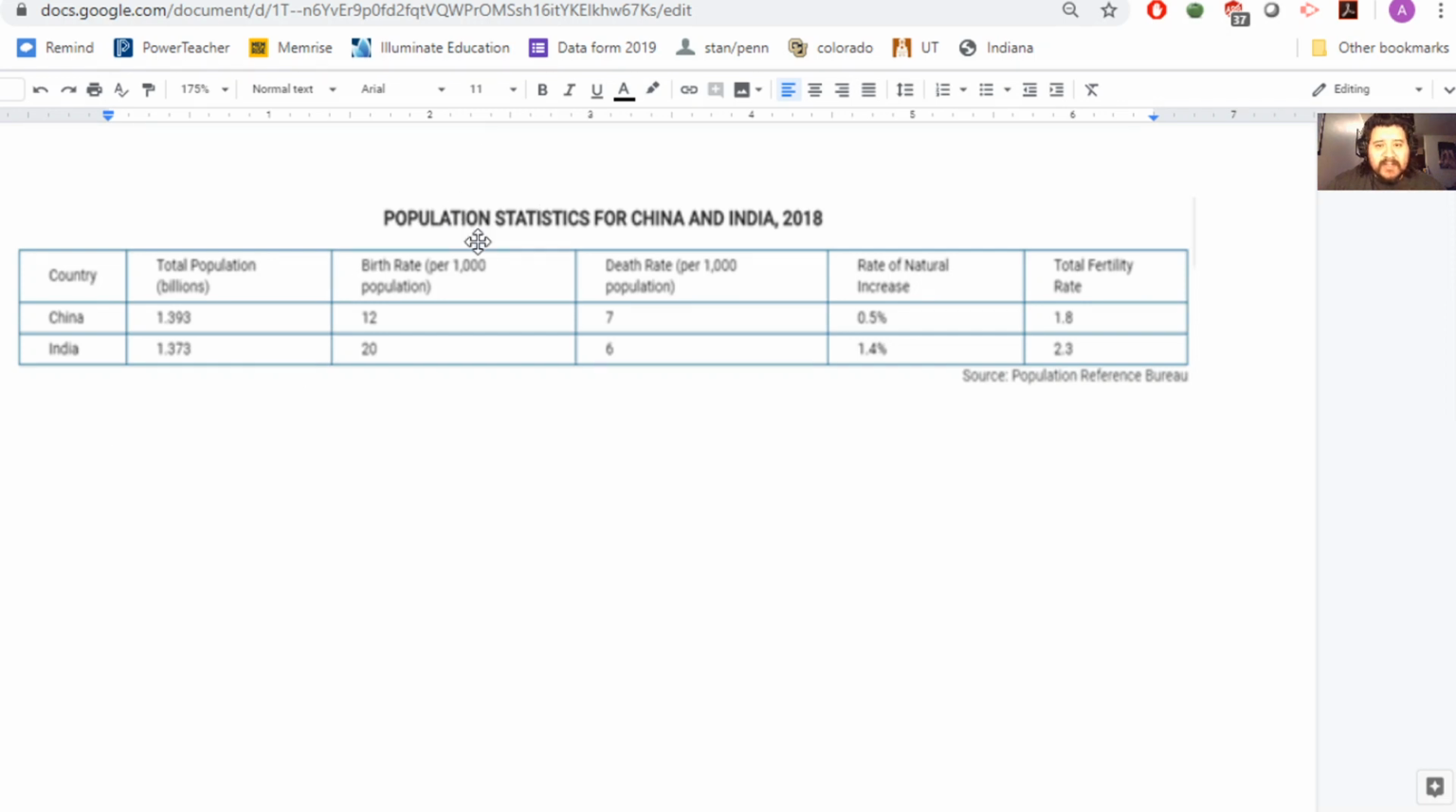So like always, we want to look at what information is provided to us, right? And here we have our title, Population statistics for China and India in 2018, and then we have a different amount of information in each of these columns, a different variable that we're looking at. From population in billions to birth rates, death rates, increase rates, fertility rates.